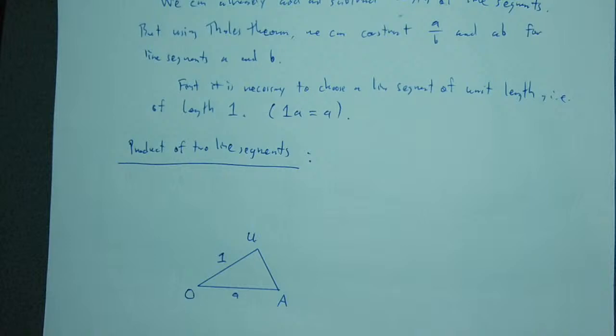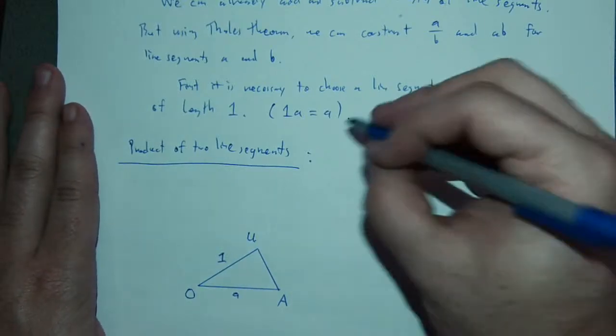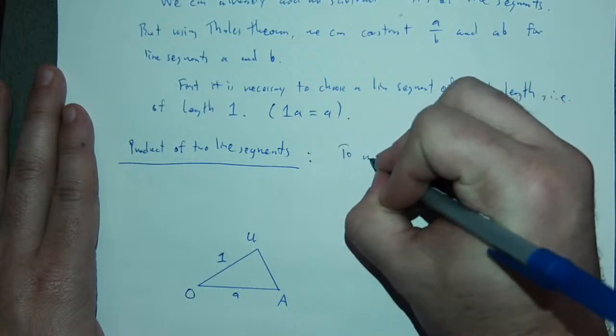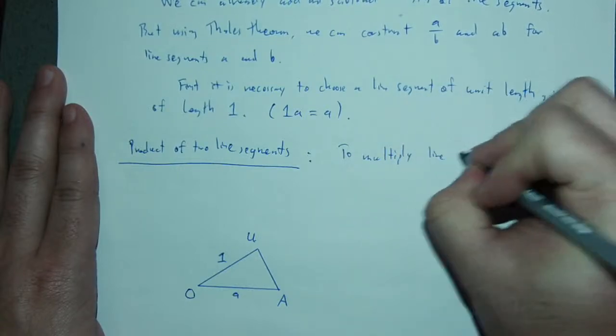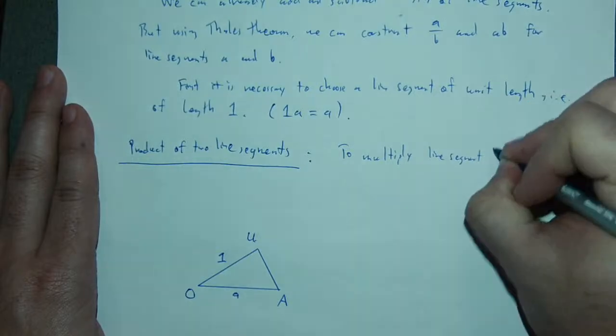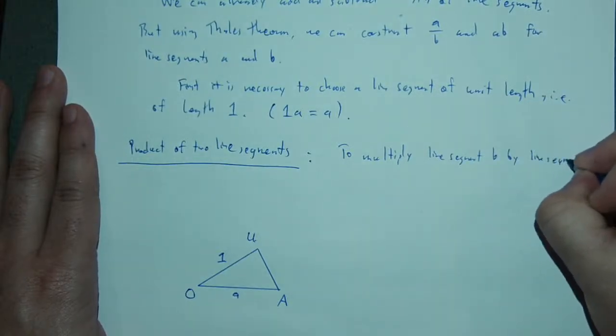Okay, that's the given line segment that I'm interested in multiplying by another given line segment B. Okay, so what is it that I'm actually doing here? So what I'm trying to do is I want to multiply line segment B by line segment A.